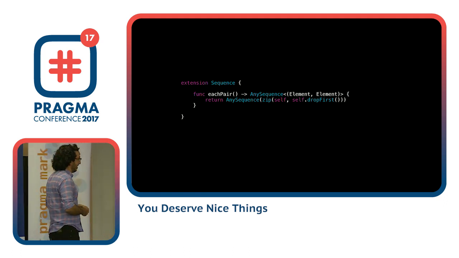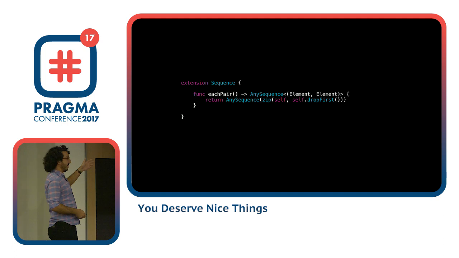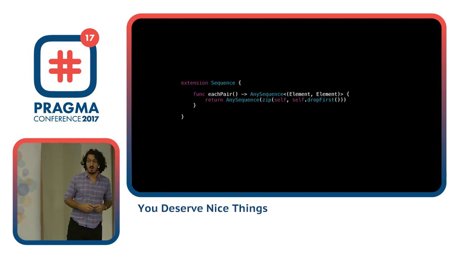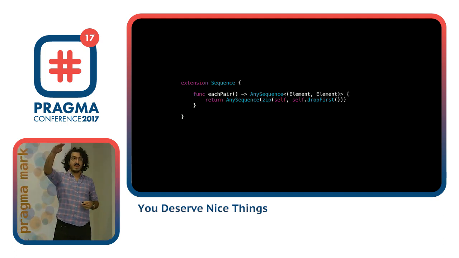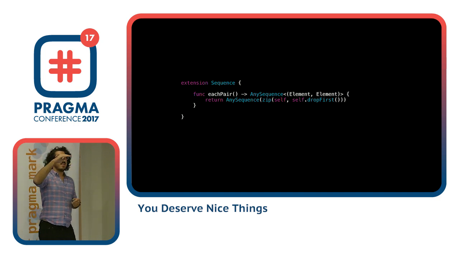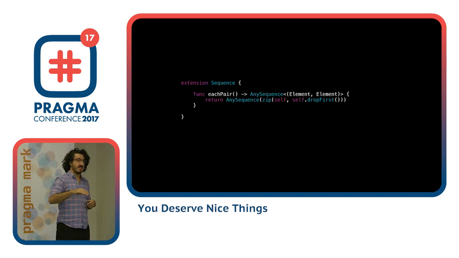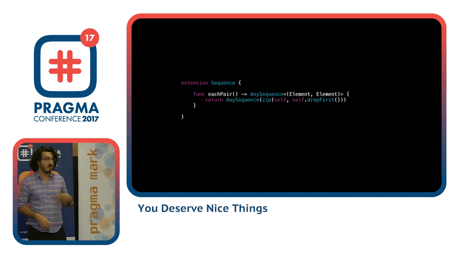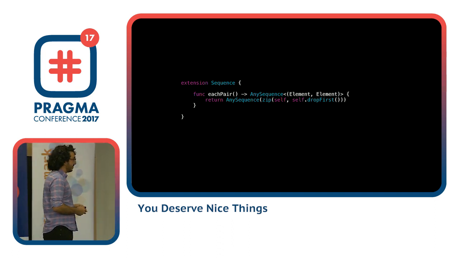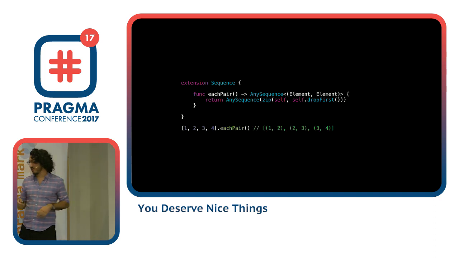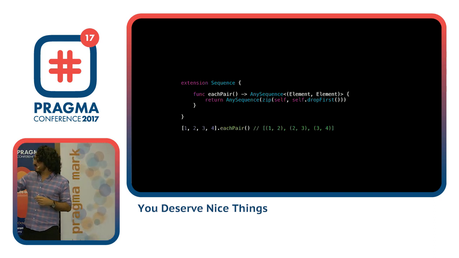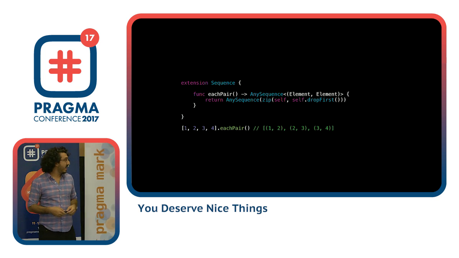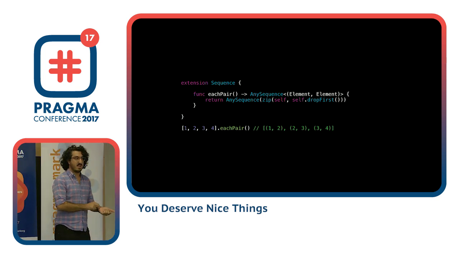Now I understand. It also gives you another special power, which is that you can use it in chains now. So if you had some array, and then you map, and then you filter, and then you do each pair, and then you map again, and then maybe you reduce, you can now express all of that in one big chain, where before you would have to use intermediate variables. So this is a super useful extension, and you can use it just by typing each pair, getting autocomplete, and then getting your pairs out of your system.